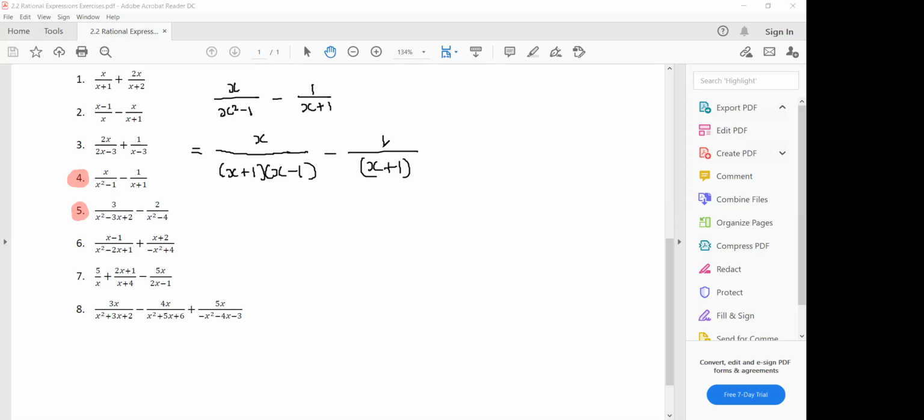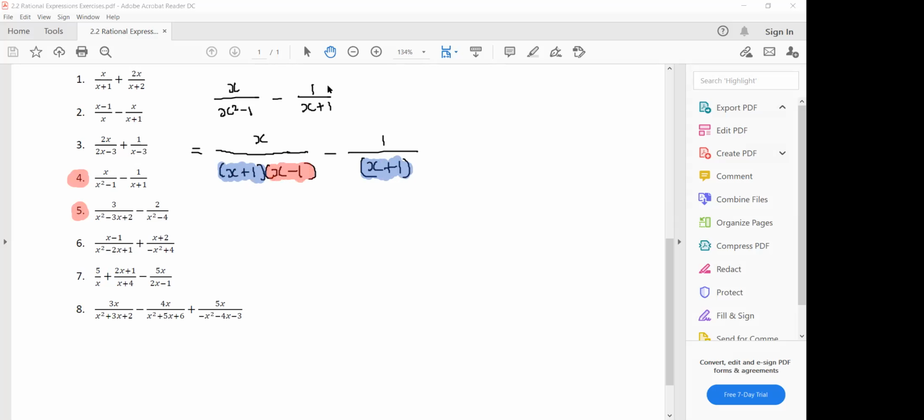Now look carefully at the two fractions. There's a reason why I decided to factor. It's because I noticed that on the left side and the right side, so the first and second fraction, they both have x plus 1. But what does the left have that the right is missing? X minus 1.